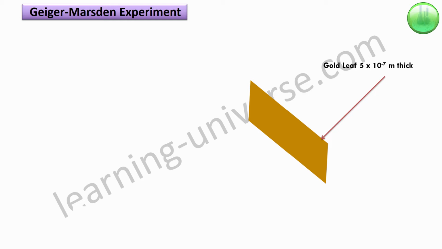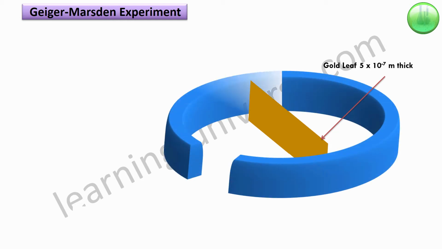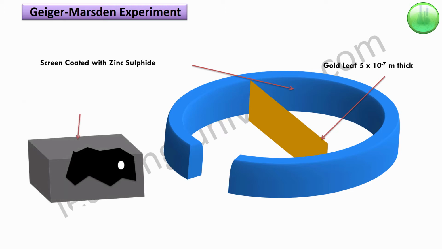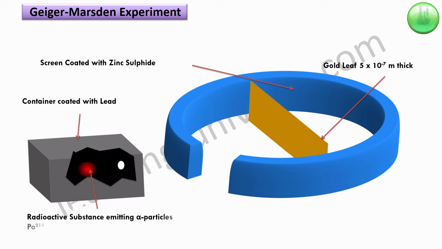Now they had a circular screen, and this screen was coated with zinc sulfide. The circular screen, because you wanted to note the deflection that was happening behind the gold foil also. There was this container coated with lead. That was because there is an alpha particle source inside, a radioactive source, which was polonium-214. And the path of the alpha particles was this. And this is how they were supposed to hit the screen.